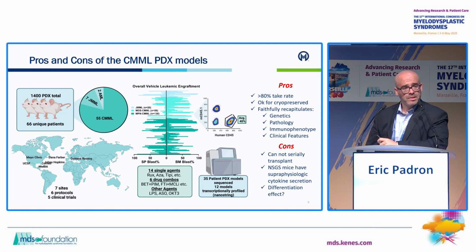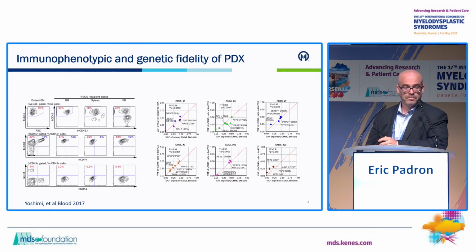NSGS mice have human cytokines. That's why CMML engrafts have used NSG mice. They do not. But they're super physiologic in their concentrations. And we think that may be leading to a differentiation effect. And of course, that could skew the HSPC composition. So that's a caveat as well. And that probably is partially responsible for the fact that they don't secondarily transplant.